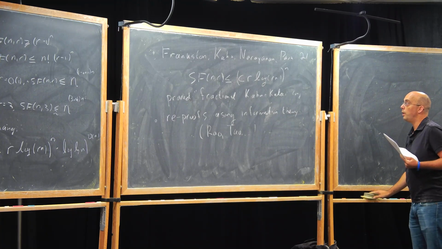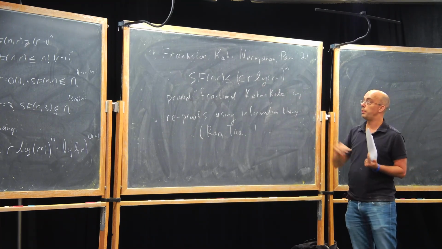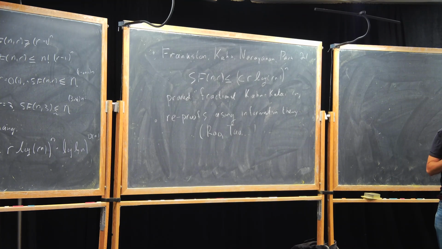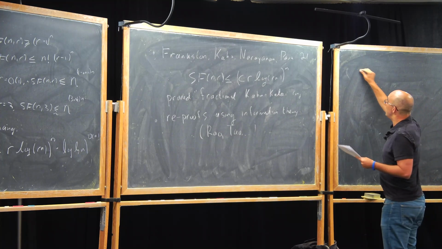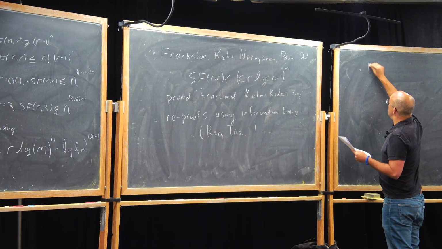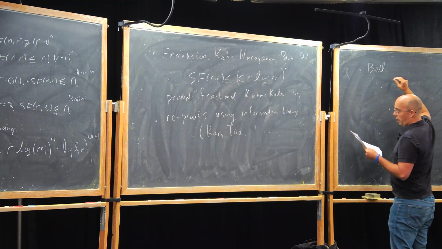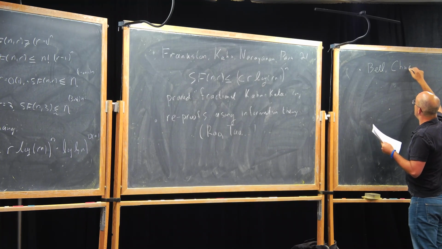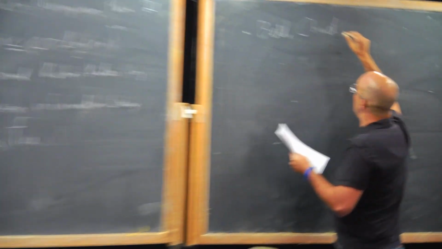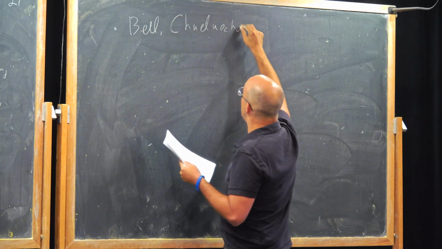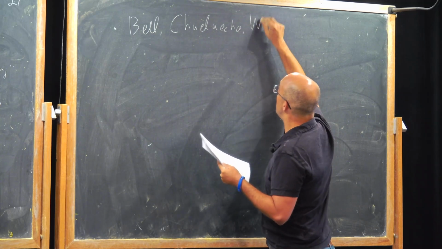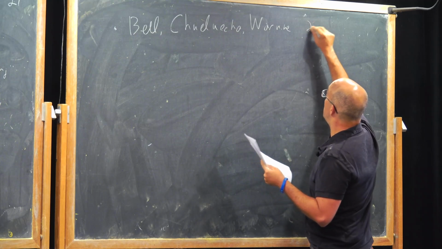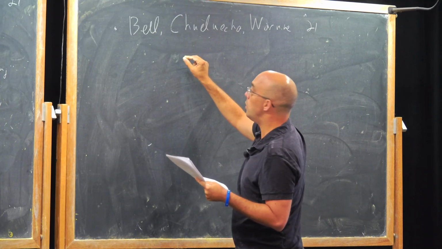OK, so we had this bound that seemed pretty good, pretty close to tight for this type of analysis. But in fact, there was one more advance. Bell, Chueluecha, and Warnke, so this is again in '21, improved the bound even more.